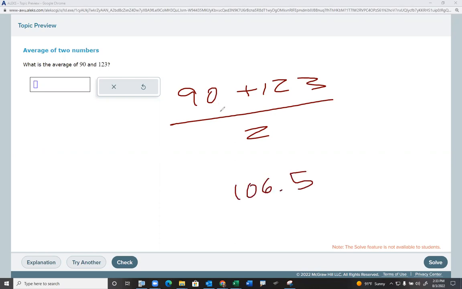So what does that mean though? It means, well, if one friend has 90 M&Ms and the other friend has 123 M&Ms, on average, what do they have? Well, 106 and a half. Or another way to do it would be to say, if we put all of them together and then divide them up evenly, each kid would get 106 and a half. So I imagine you already knew that, but if you didn't, no big deal. Here's how to do it.